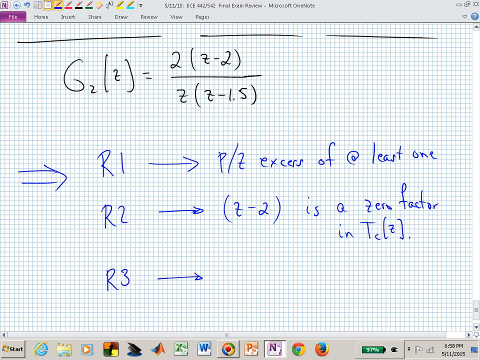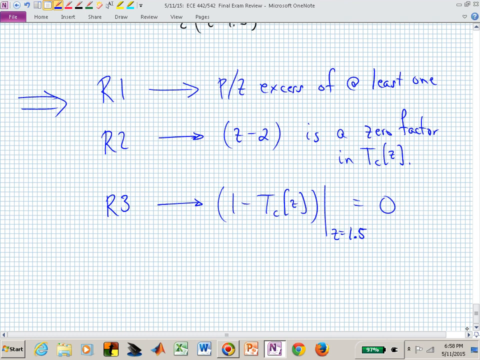Is restriction 3 in play? Restriction 3 dealt with unstable poles. We actually do have an unstable pole, and if we do, we need to make sure that this expression, 1 minus T sub C of Z, at the offending pole location, which in this case is 1.5, when we evaluate that, that better become 0, so that we are not cancelling that unstable pole factor with an unstable zero factor in our designed controller. That's the purpose of satisfying this constraint.